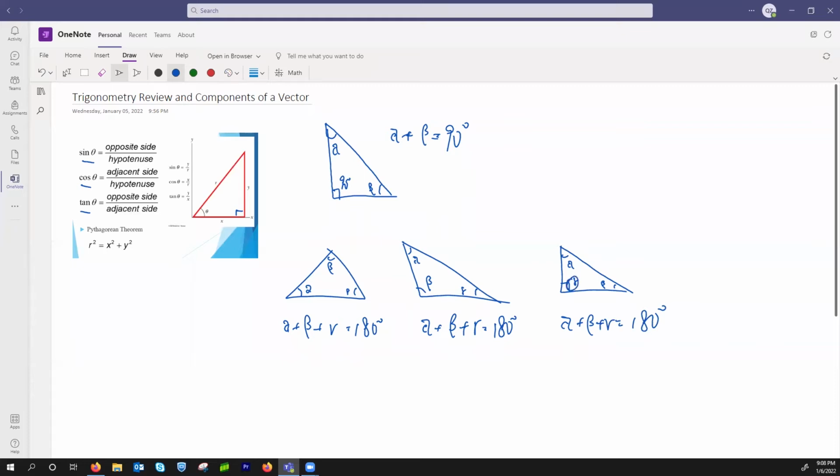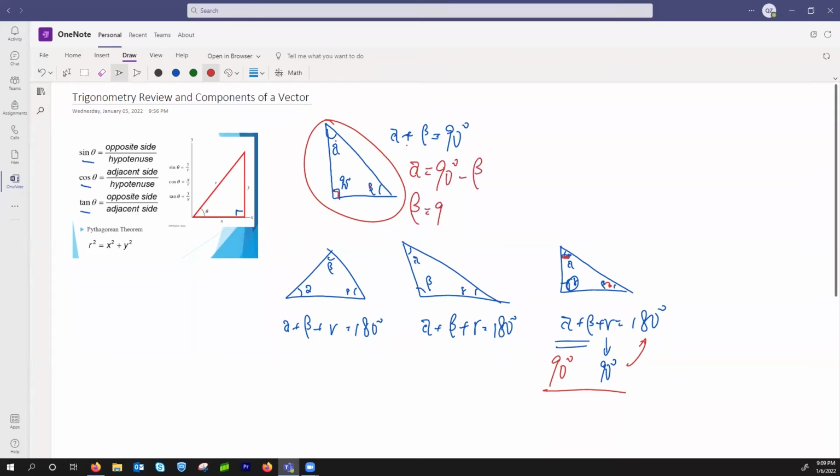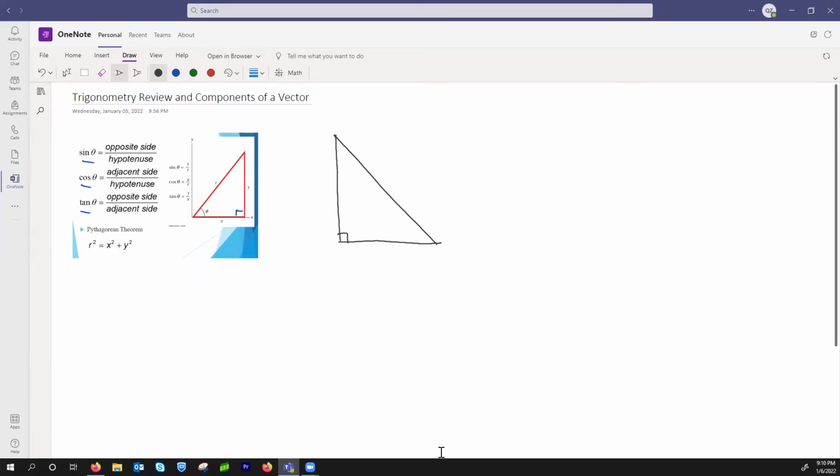Now, because this angle gamma is equal to 90 degrees, alpha plus beta, the two angles here, when we add them together, should be equal to 90 degrees. So the total will be equal to 180. Okay, come back to this right triangle. So 90 degrees here, then those two angles added together must be equal to 90 degrees. In other words, alpha should be equal to 90 degrees minus beta, or beta should be equal to 90 degrees minus alpha.